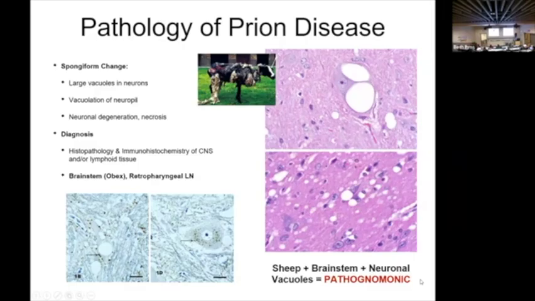Here's another pathognomonic lesion. A sheep brainstem with neuronal vacuoles. Pathognomonic for scrapie. Here's an IHC. Brown is positive, so this is staining for the abnormal prion protein. This neuron is full of it. This neuron here with the big vacuole is full of it. It's everywhere.